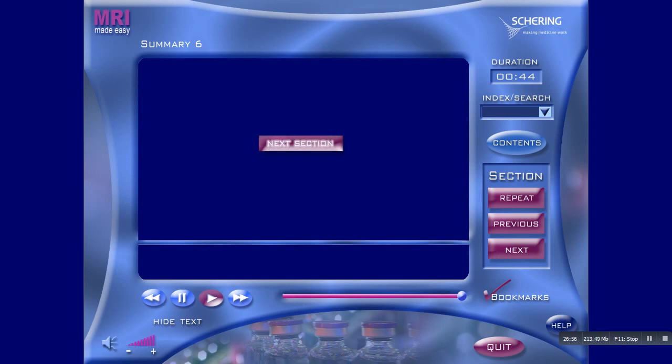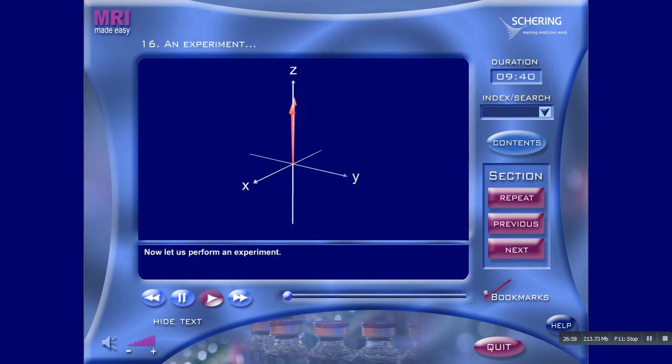Now let us perform an experiment. Here you can see two protons, precessing around the z-axis. I hope that you can recall that the z-axis indicates the direction of a magnetic field line.